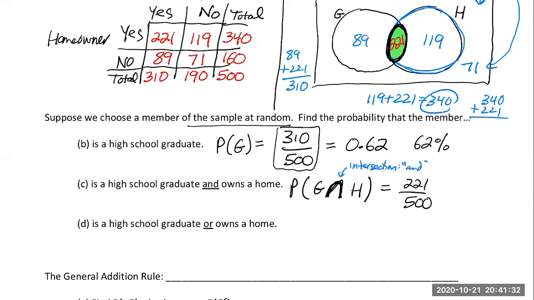And then the last part is a high school graduate. So the probability they're a high school graduate or, the symbol is a union sign, or owns a home. Now, when we mean or in statistics, we don't mean exclusive, like one or the other, but not both. They could be both. So that's really important. When we say or in statistics, it could be both. So it really depends what you mean by or.